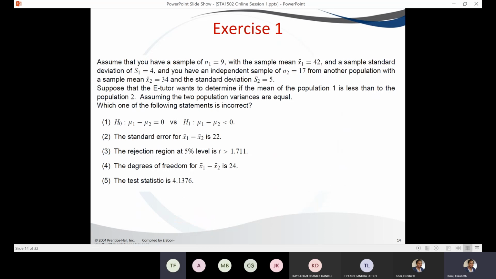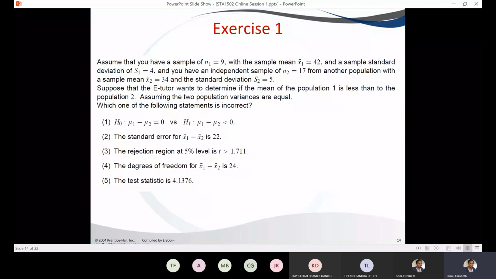So let's say you are in the exam now. You need to be answering the question. Remember the 6 steps that we did. If you look at the options that you get from a question in the exam, number 1, it states the null hypothesis. Number 2, it states the standard error. Number 3, it states what the region of rejection is. Number 4, it asks you for the degrees of freedom. Number 5, it's asking you for the test statistic.